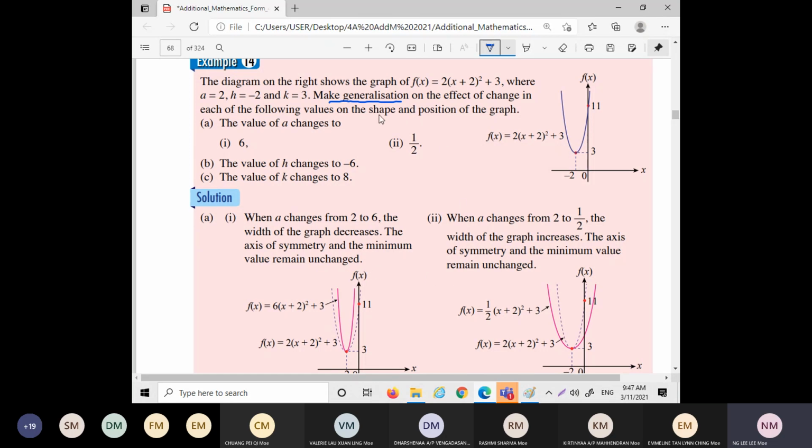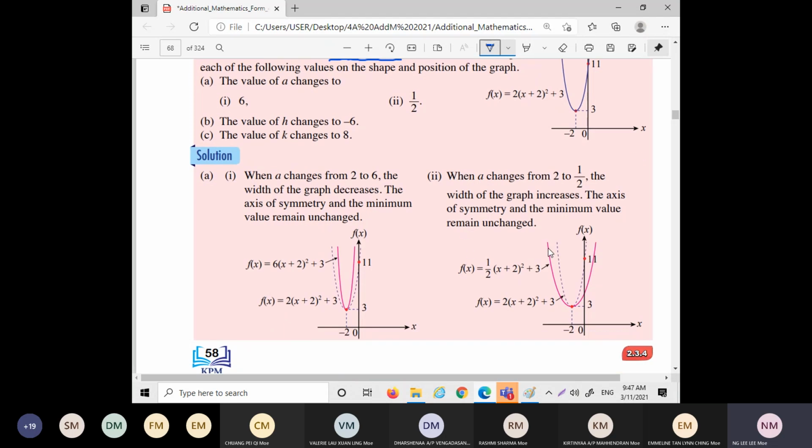Then a changes to a half, meaning from 2 change to half, so you see the width becomes bigger. When a changes from 2 to half, the width of the graph increases. The axis of symmetry and the minimum value remain unchanged. Same thing, you have to show the two graphs to show the difference. The dotted one is the original one, then the thinner one, then when a changes to half, it becomes wider.